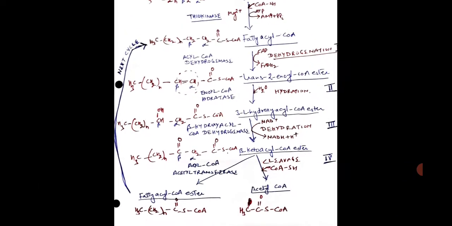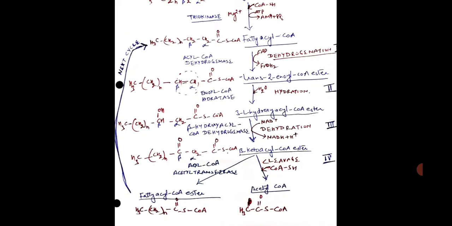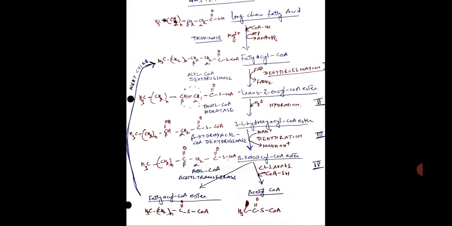The 4 steps are repeated again and again, and every time a 2-carbon molecule, acetyl CoA, is produced until the long-chain fatty acid is reduced to acetyl CoA molecules. So in this way, the beta oxidation of fatty acid produces many molecules of acetyl CoA, and the 2 hydrogen carriers FADH2 and NADH, which then enter the ETC chain to form ATPs.